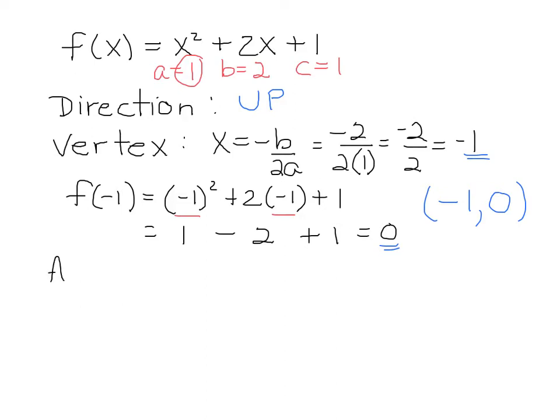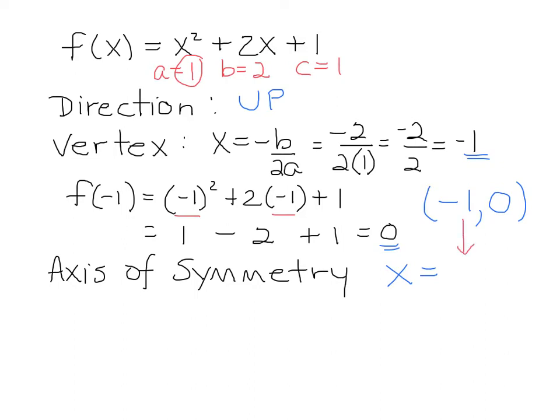Next, we can easily identify the axis of symmetry, because the axis of symmetry is the fold line right down the middle through the vertex. And the axis of symmetry is always of the form x equals, and it equals the x-coordinate of the vertex. So in our problem, that would be x equals negative 1. And again, that's a vertical line. That would be the fold line right down the middle, where the right-hand side would match with the left-hand side.